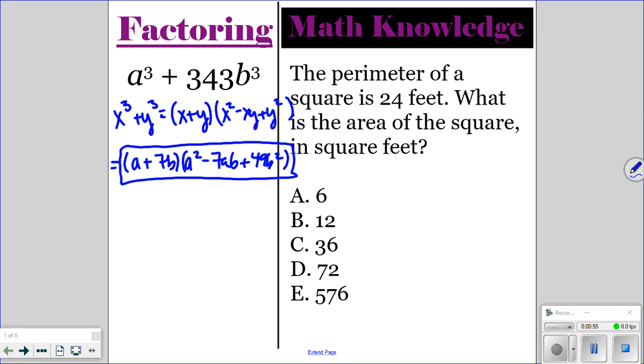For the math knowledge question, we have the perimeter of a square is 24 feet. So the perimeter is 4 times the side length, so each side length would have to be 6, and so the area would be 36.